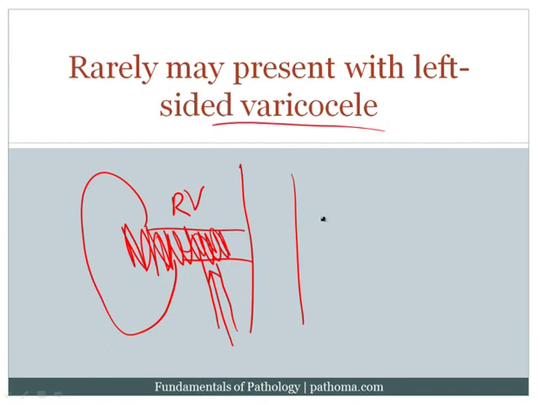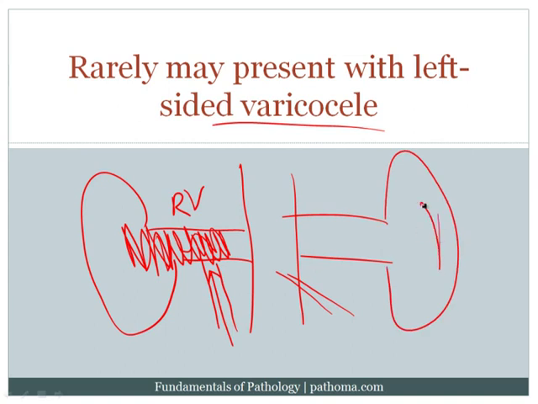This doesn't usually occur on the right side because recall from anatomy that on the right side the spermatic vein directly drains into the inferior vena cava, and so therefore even if you had a right-sided renal cell carcinoma invading the renal vein, this would not block the drainage of the spermatic vein. Therefore you don't usually see right-sided varicoceles with renal cell carcinoma.